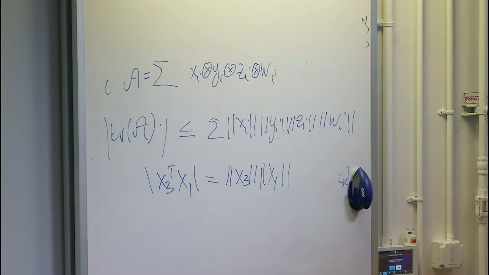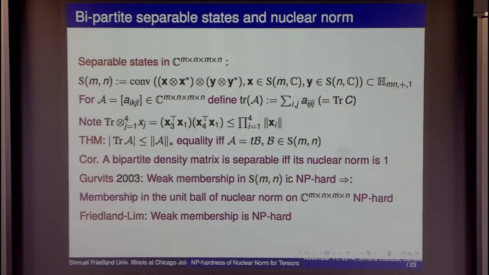However, life is not simple, because Gurvits shows that even weak membership of separable states is NP-hard. Therefore, weak membership in the unit ball of this norm is also NP-hard, because I cannot decide easily or polynomially whether it is separable or not. In our joint work with Lek-Heng, we show that weak membership is also NP-hard, so this implies automatically that membership is NP-hard.